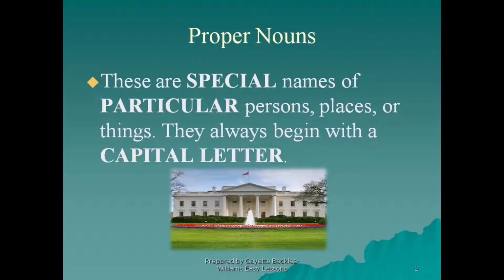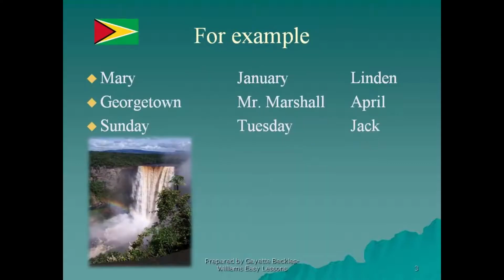Proper nouns. These are special names of particular persons, places, or things. They always begin with a capital letter. For example, Mary, January, Linden, Georgetown, Mr. Marshall, April, Sunday, Tuesday, Jack.